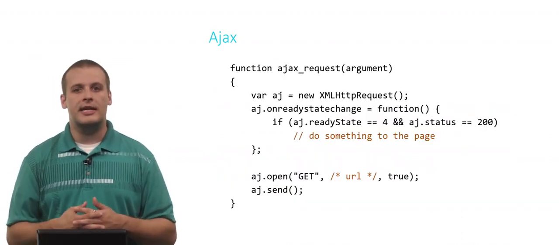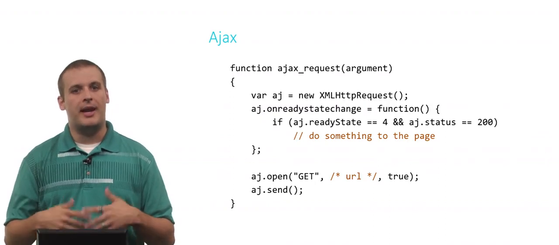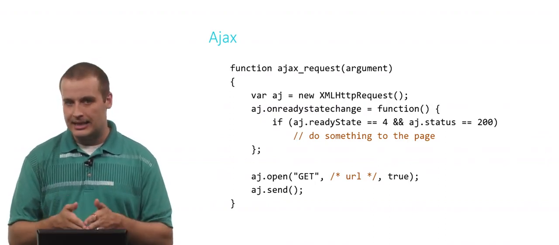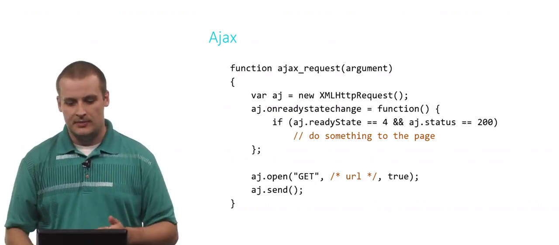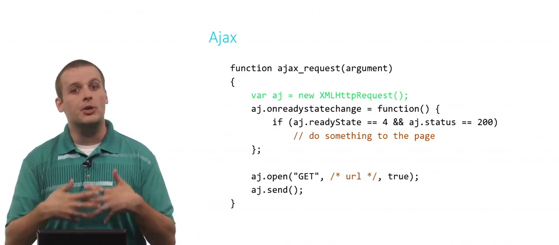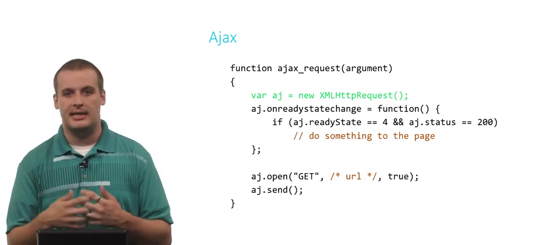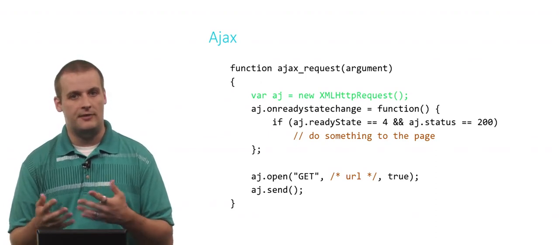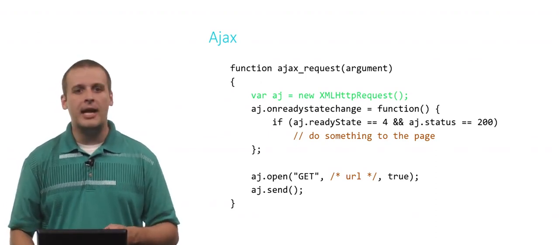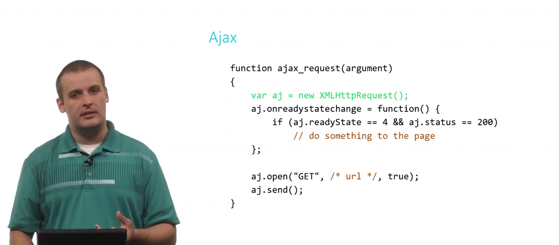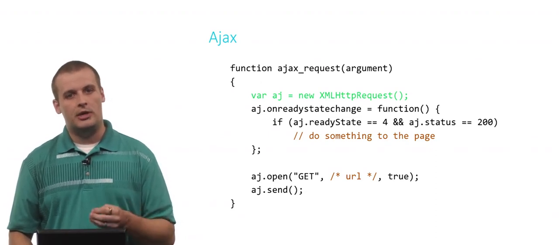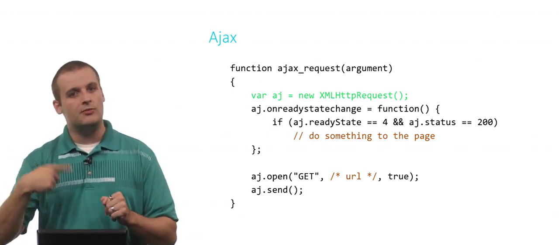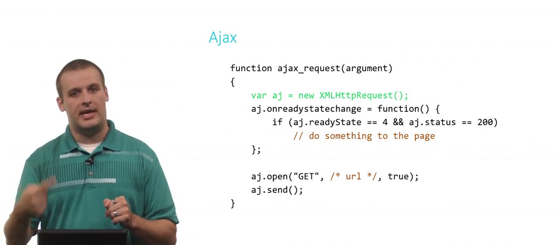So here is a JavaScript function that is preparing, opening, and sending an Ajax request. The first thing I would do is create my new XML HTTP request. I'm going to, again, assign it to a random variable, this time called AJ for Ajax. Then I'm going to define a function that is going to execute on the ready state changing. So every time the ready state changes, this function will execute.